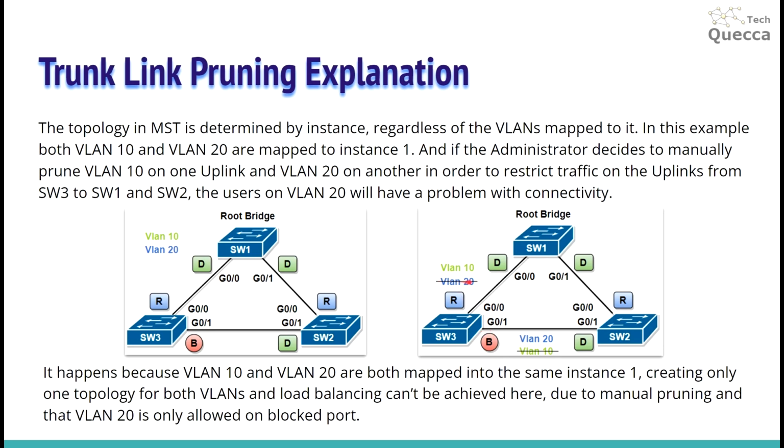If we prune VLAN 20 here and VLAN 10 here, it means that VLAN 20 from SW3 will not be able to reach switch SW2 and SW1, because it is pruned here and it is in instance 1, and this instance is in blocking state on SW3 on the G01 interface. So how do we fix it?